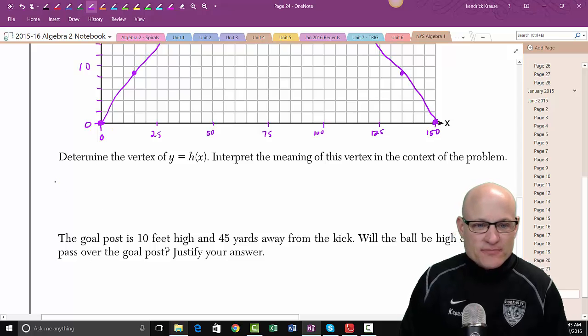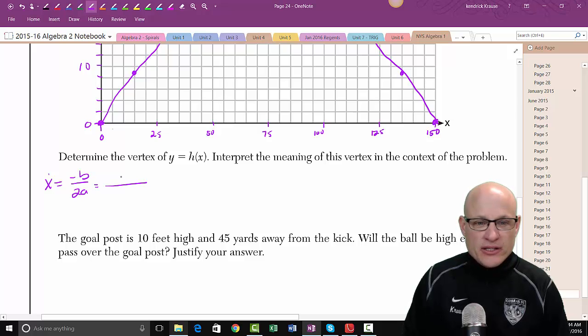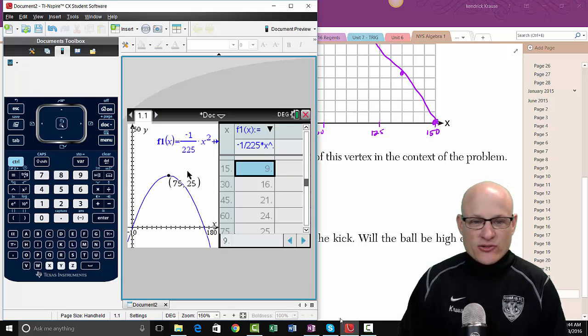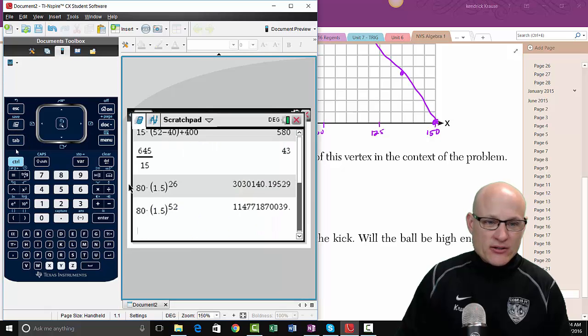So the vertex, determine the vertex. I wonder if we have to do the math for that. Well, if you had to do the math, it would be x equals negative b over 2a. So negative b is negative 2/3 divided by 2 times negative 1 over 225. Now that looks scary. First of all, you should know the axis of symmetry equation. And that looks scary, except that I can do it all on my calculator.